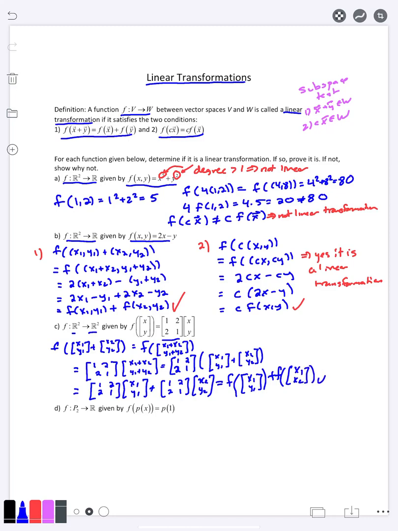So it works. And if you were to do the same thing here, f of c times a vector, well, you're going to have matrix times c times the vector. And scalars can always be pulled in front of matrix multiplication. And it's going to satisfy the second condition. So therefore, since both conditions work, that means it is a linear transformation.